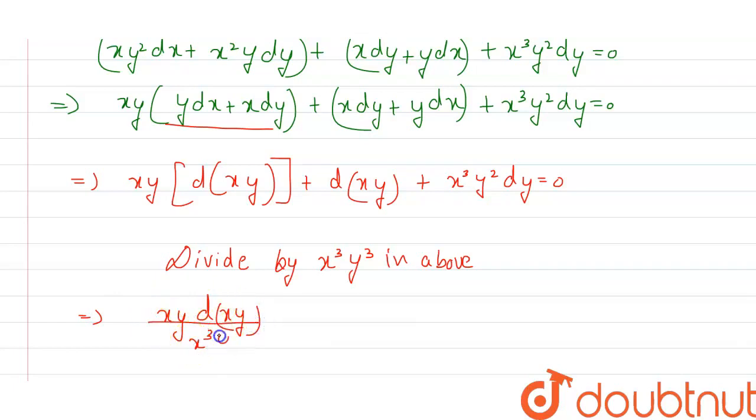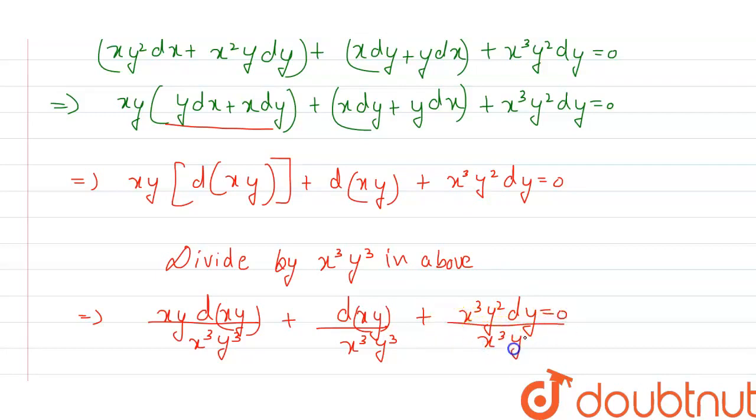Again x cube y cube, right? And plus of what? This will become dxy. Okay, divide by what? x cube and y cube, plus of what? Last element is what here I have? x cube y square dy equals to what? 0. Divide by what? Again x cube y cube.